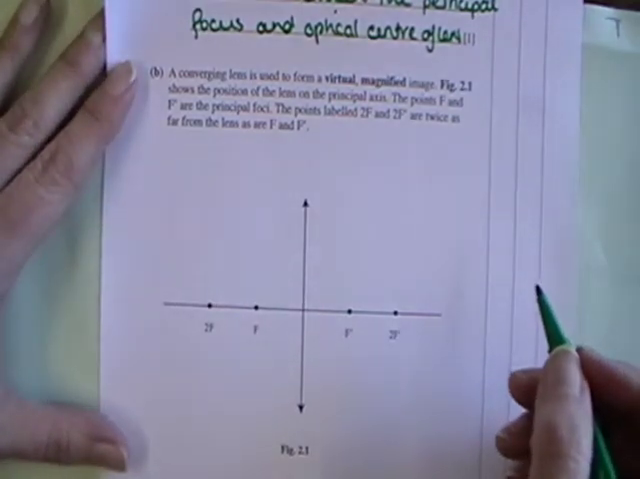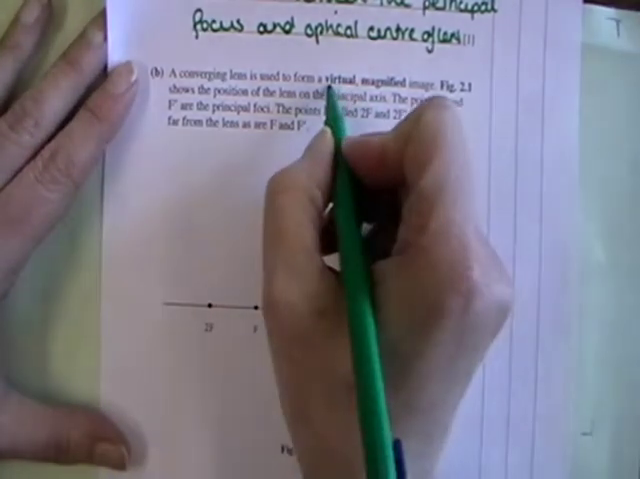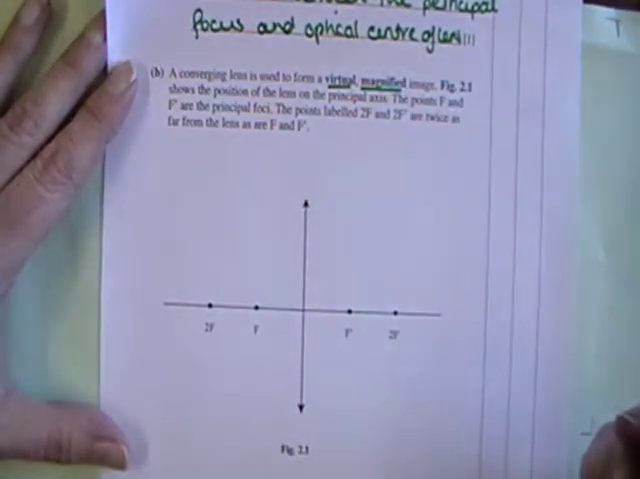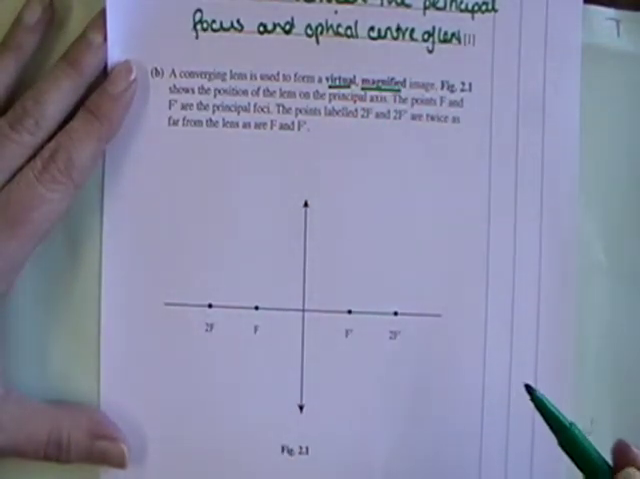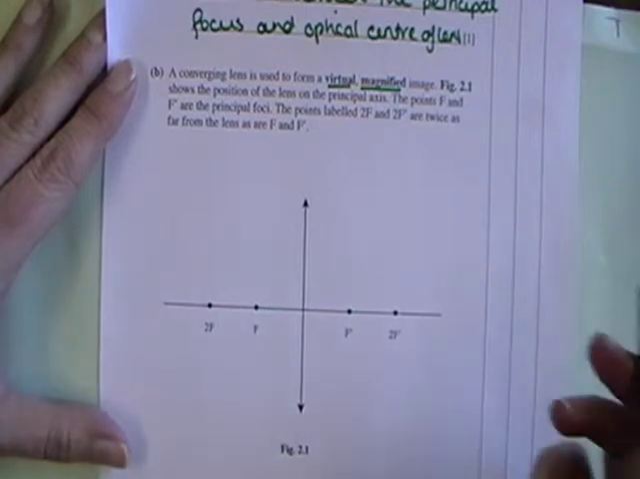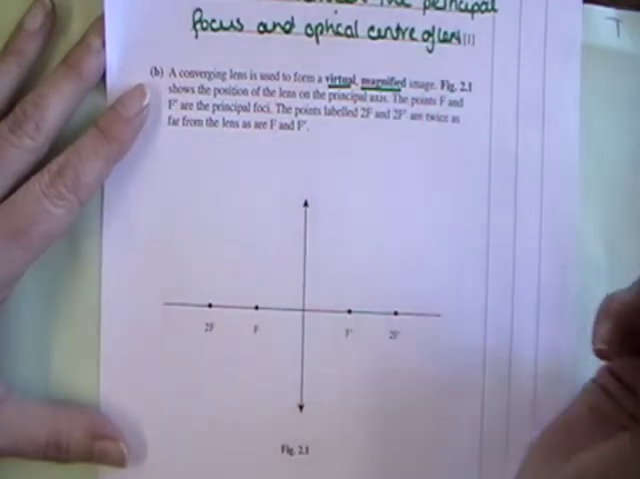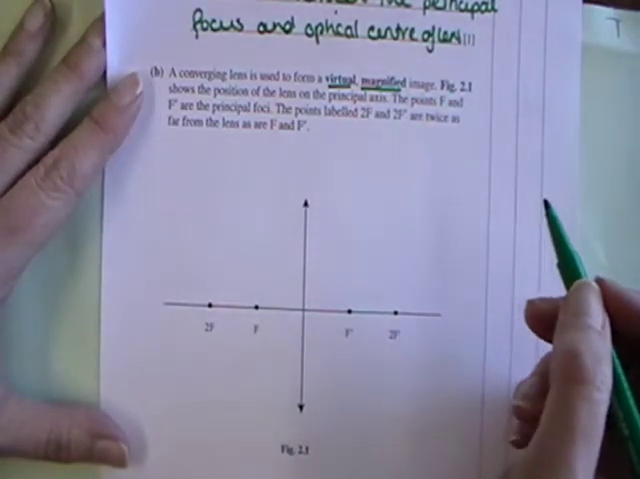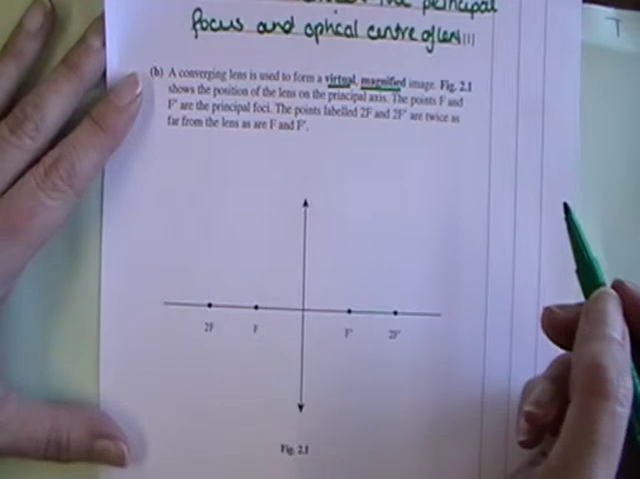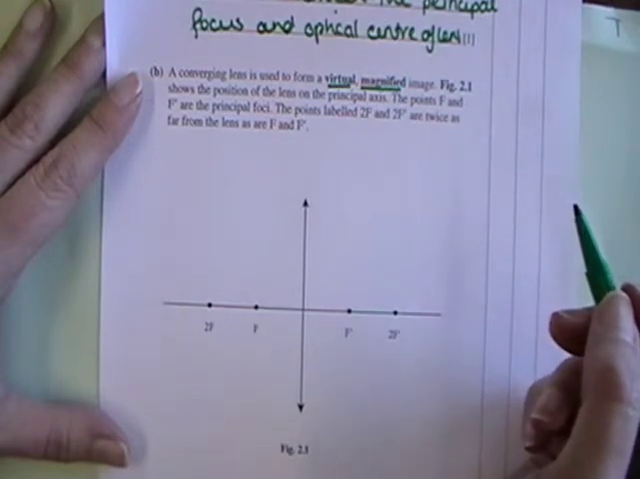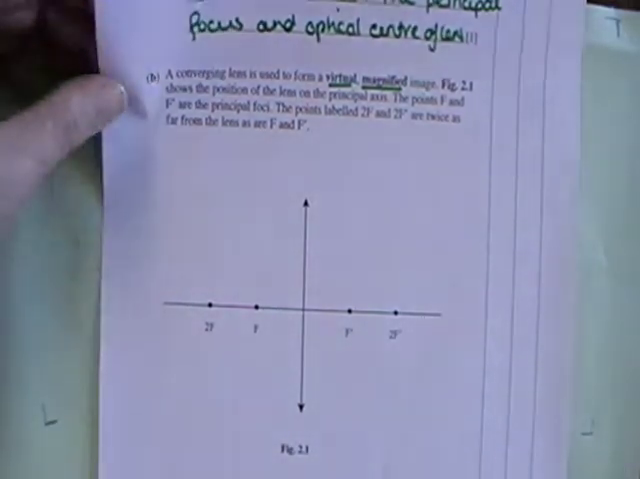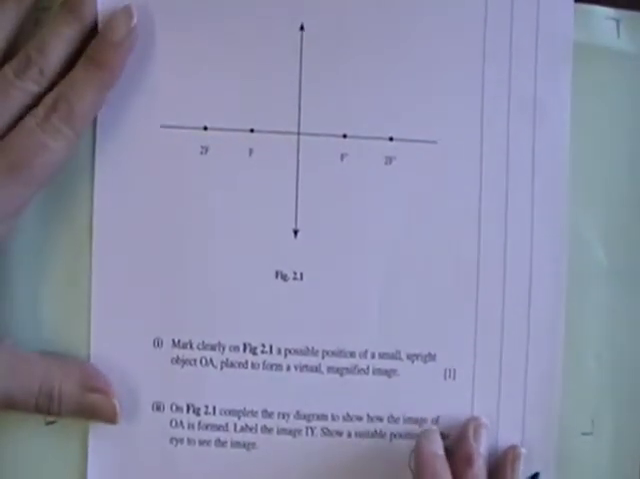A converging lens is used to form a virtual magnified image. So we're expecting it to be on the left hand side of the lens, or the same side as the object, and we're expecting it to be larger than the object and virtual. Figure 2.1 shows the position of the lens on the principal axis. The points F and F' are the principal foci. The points 2F and 2F' are twice as far from the lens as are F and F'. So we have a diagram that should look familiar to us.